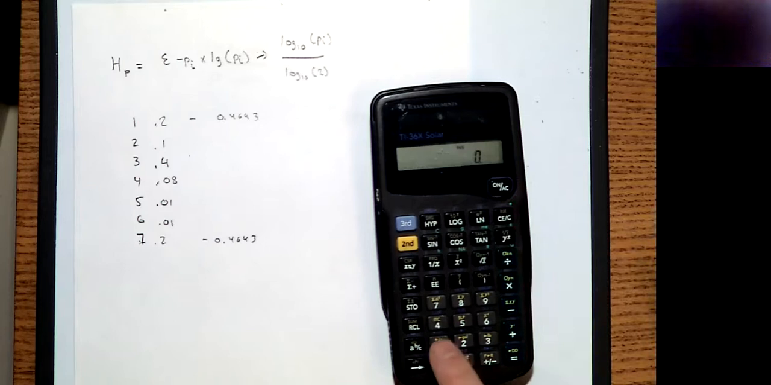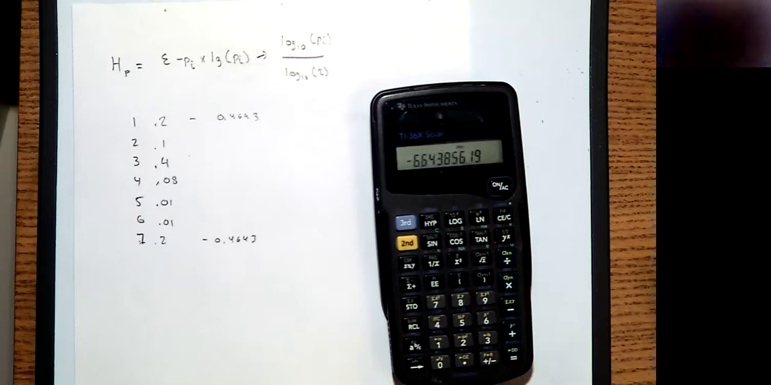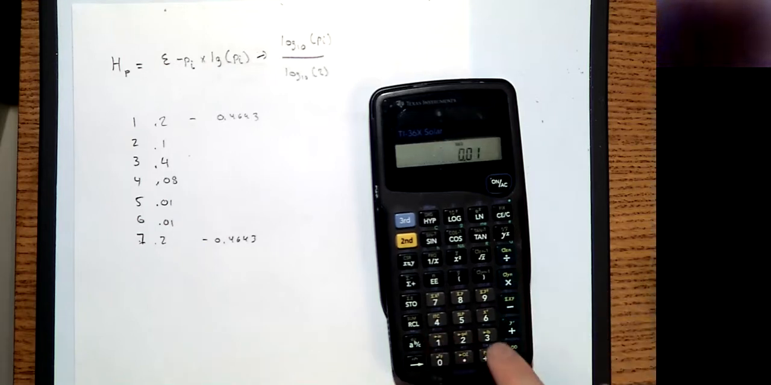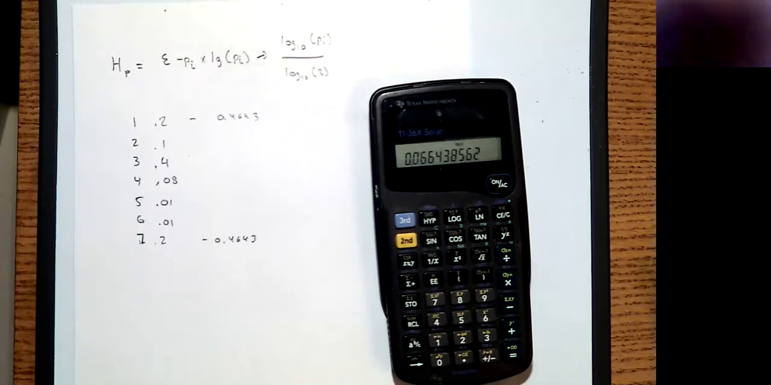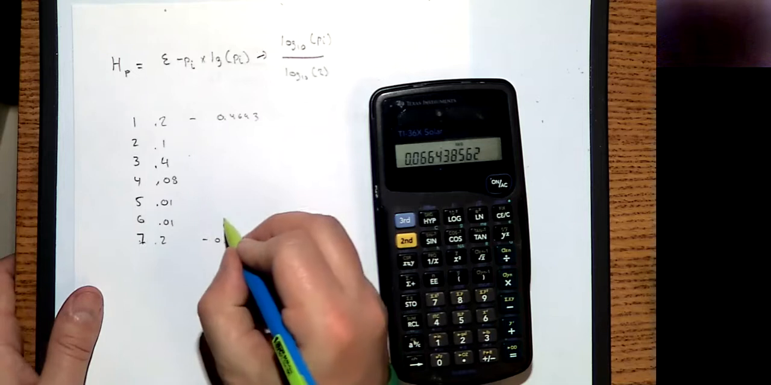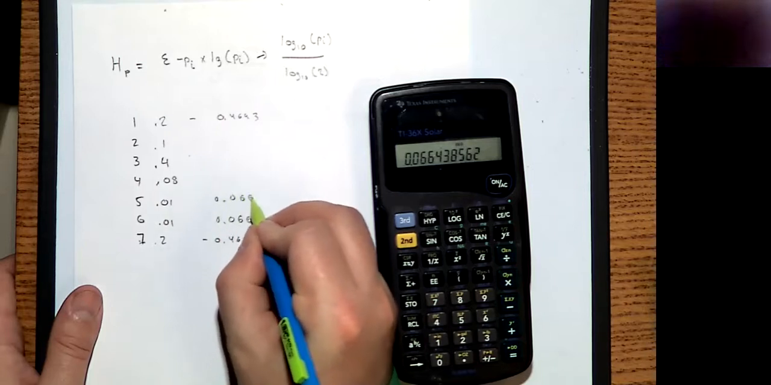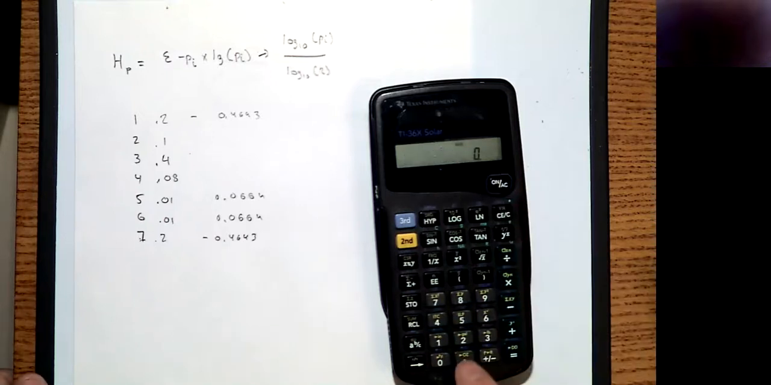And now we're going to do the same thing with 5 and 6 to save us some time as well. So we're going to do log of 0.01 divided by log base 10 of 2, and that gives us negative 6.6438. Now we multiply this by 0.01 and then by negative 1 here, and we get 0.0664 for each.